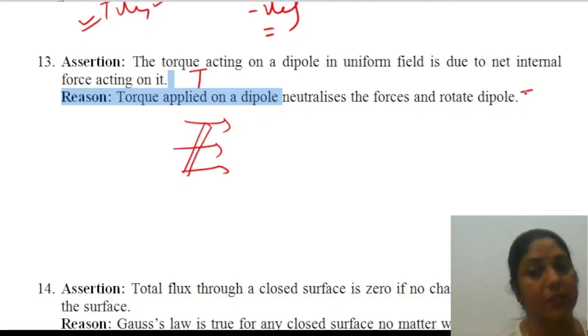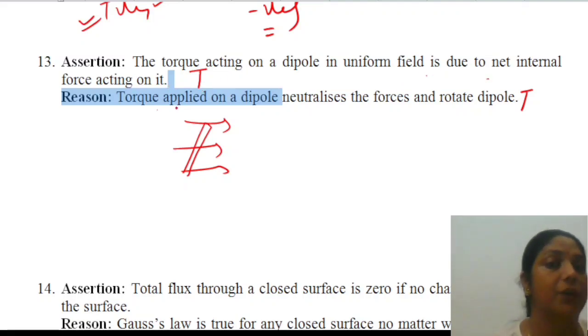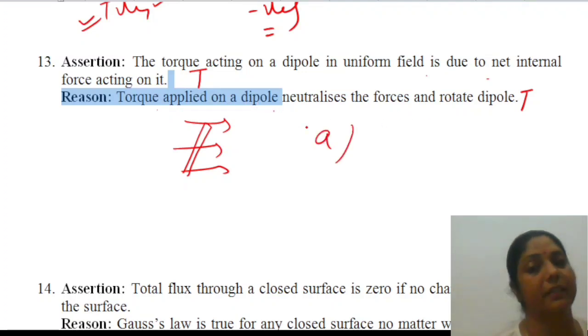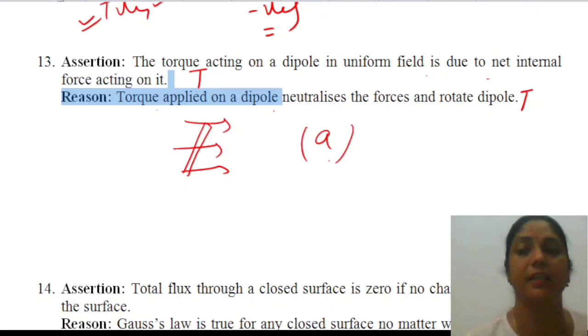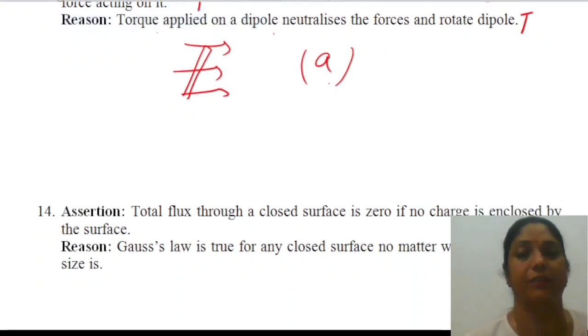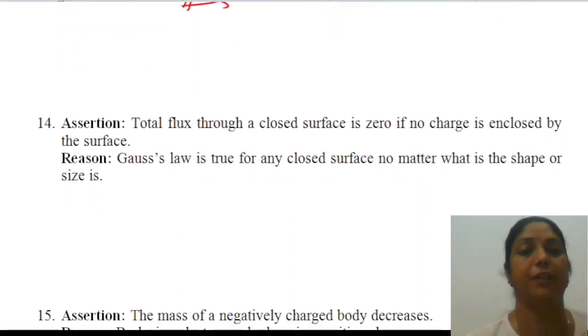This statement is also correct. Is this reason a correct explanation of the assertion or not? Again, read this statement by adding because: the torque acting on a dipole in a uniform field is due to net internal force acting on it because torque applied on a dipole neutralizes the force and rotates the dipole. Option A is correct, right? Both assertion and reason are correct, and the reason is the correct explanation of the assertion. Next, question number 14.